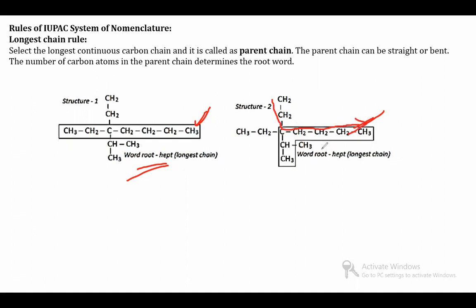We need to consider whether it is straight or bent. That should be the long chain. This is also correct and this is also correct. So the long chain we need to consider. What about this one? We can consider only this one: 1, 2, 3, 4, 5. See, 5. This is wrong, so that should not be considered. We need to consider the long chain first.